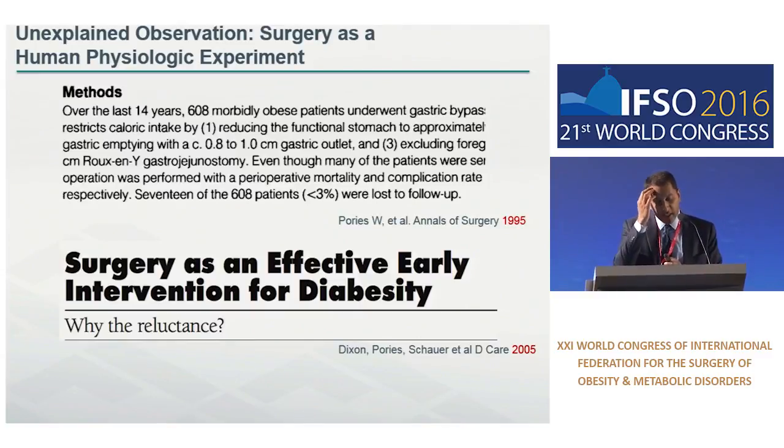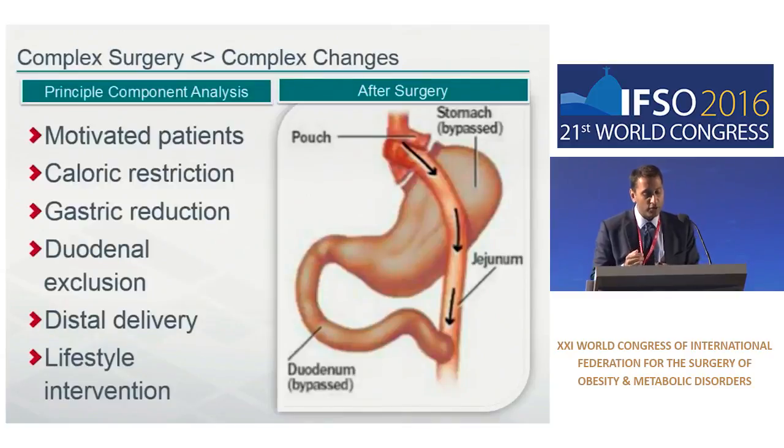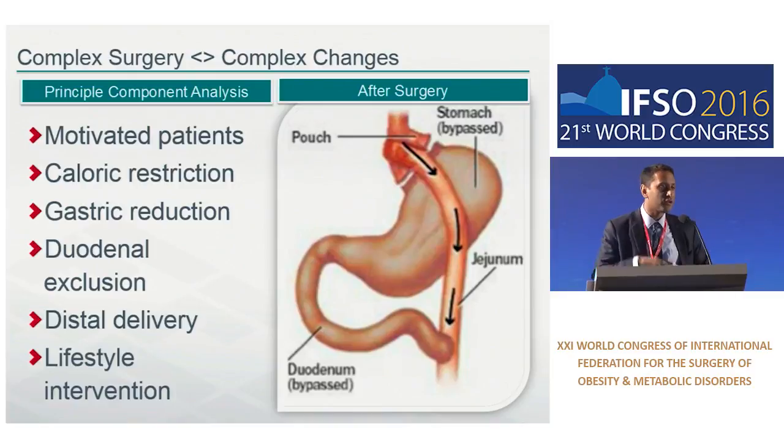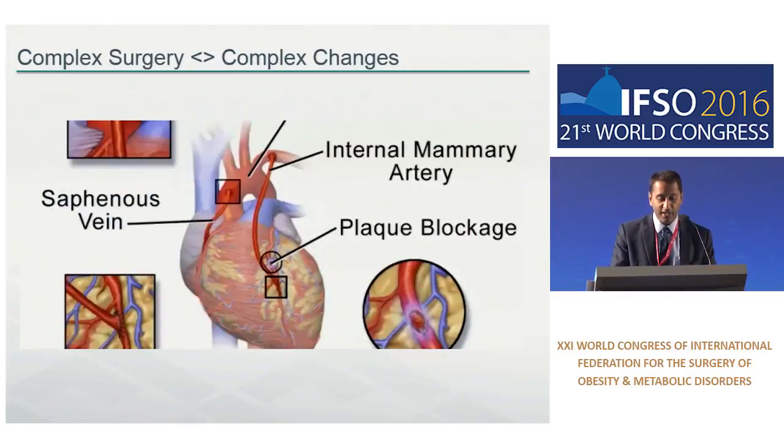I found myself asking a slightly different question, which is really, there's a lot of things going on in the surgery, but I was trying to make sense of it in my own mind. Sort of principal component analysis tells you that you have motivated patients, they undergo caloric restriction, then there's gastric reduction, the duodenum is excluded. There's so many different things going on. How do I make sense of all of these different changes and what they might be doing to allow this benefit that we are seeing?